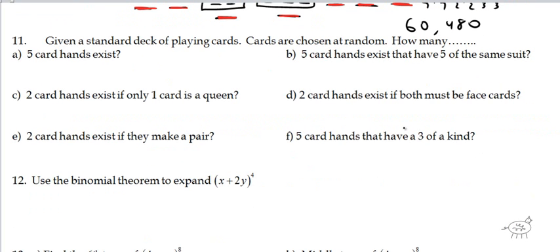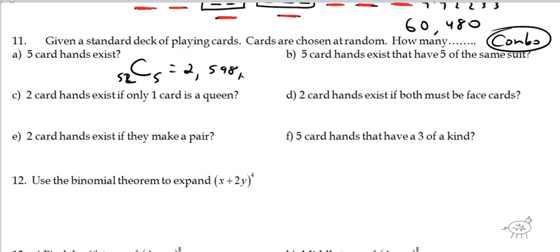Given a standard deck of playing cards, cards are chosen at random. How many, and then we got all kinds of different scenarios here. How many 5-card hands exist? Remember, card problems are combos. Combinations, all right? So there are 52 cards in a deck, and I'm picking 5. So my answer is 2,598,960. Ooh, current balance of my checking account. Sweet. It's coincidental.